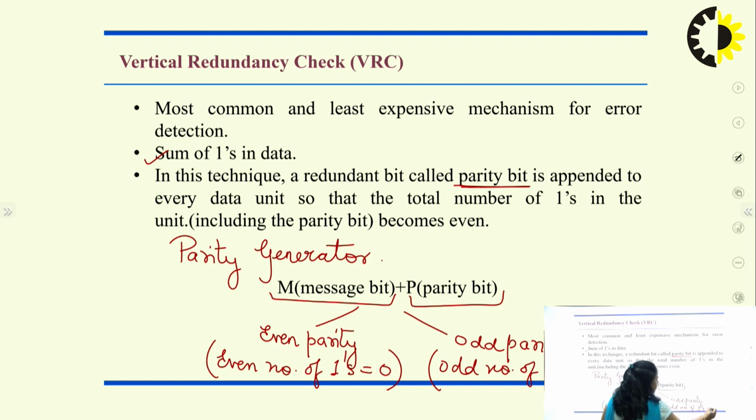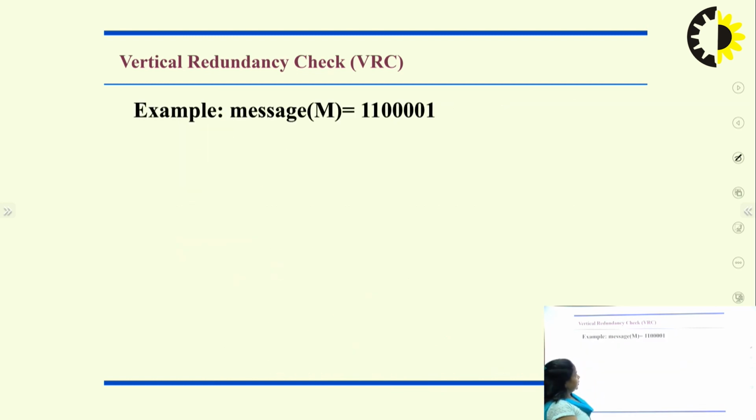Then we have to include 1 into the data, which is called a parity bit. Now you can see the example. Suppose I am talking about this message m equals 11 4 times 0 1. We want to transmit that data into the network. When we are sending this type of data into the network, we have to apply the process of encoder and decoder into the network.